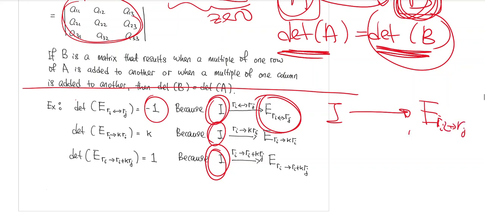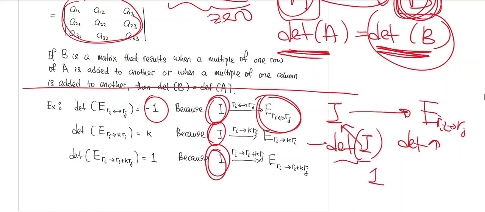If you compute the determinant of this matrix, it will be the same as the negative of the determinant of this matrix. The determinant of the identity matrix is obviously 1, all right? So you will have -1.